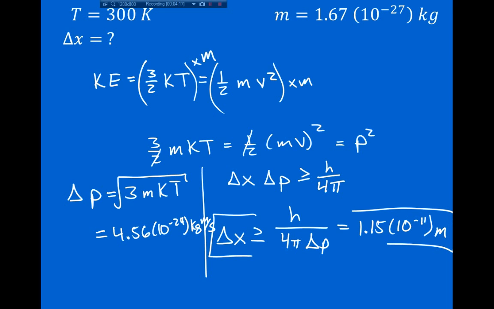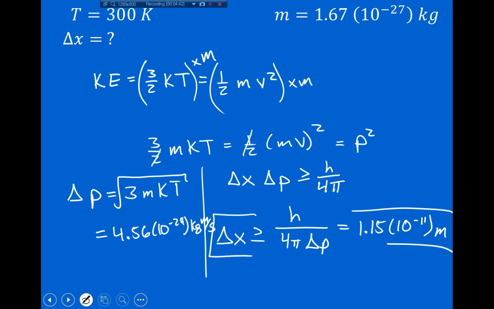And just to put this into perspective, the diameter of a hydrogen atom is about 1 angstrom, so the radius is about 1/2 of an angstrom. So that's about 5 times 10 to the minus 11 meters. So we can already see that the uncertainty in the position of the atom is actually less than the size of the atom. So this is a very, very insignificant uncertainty in the position of the particle.